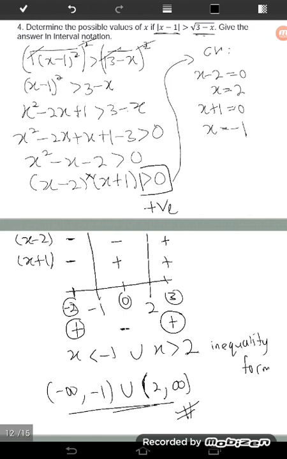Okay, so we use open bracket because there is no equal sign. This one also same. Open bracket because there is no equal sign. So daripada atas pun tak ada equal sign. Okay. So kat infinity ni sentiasa open bracket. So dia tak ada close bracket.